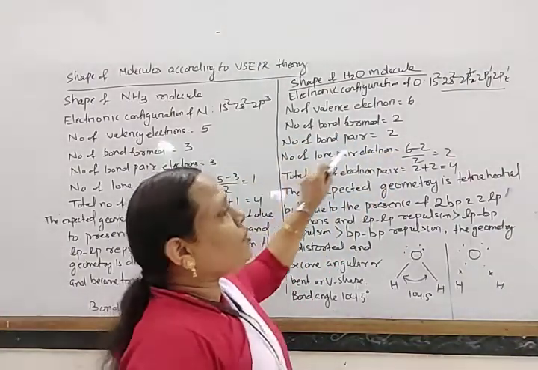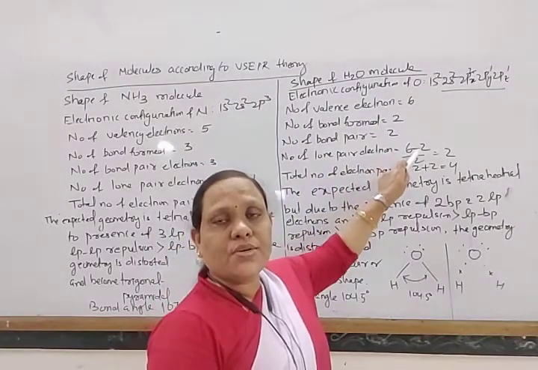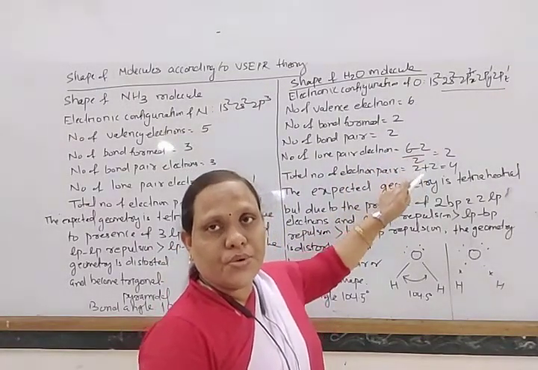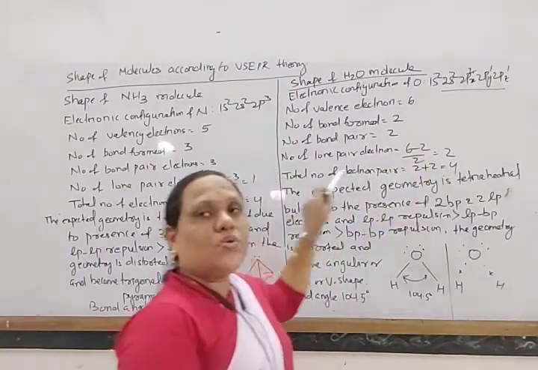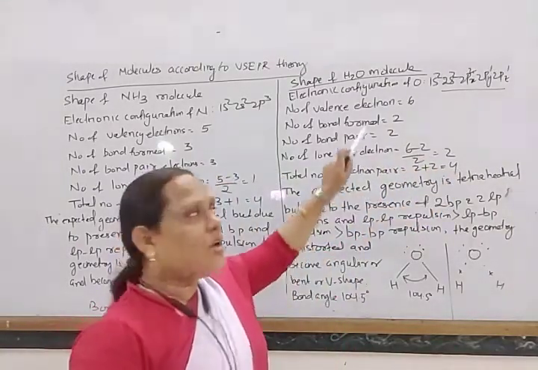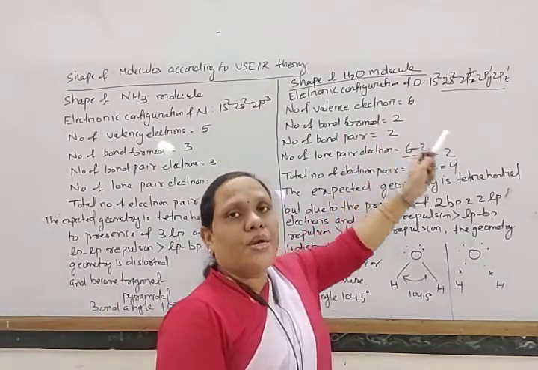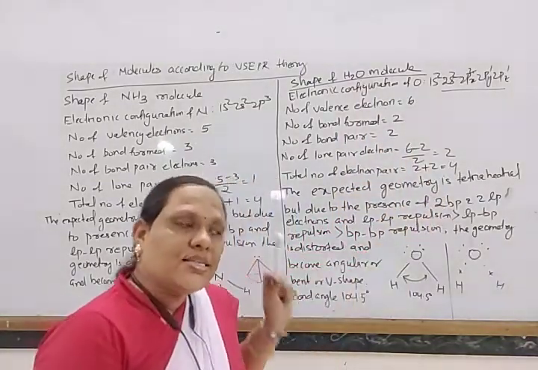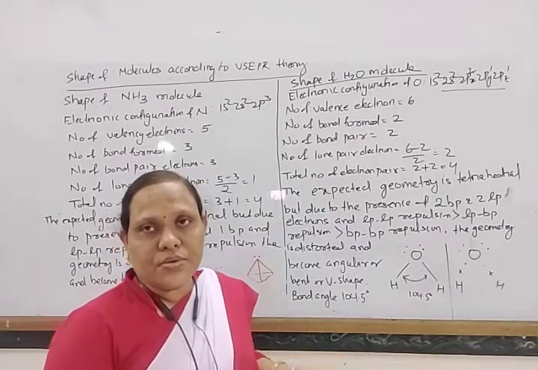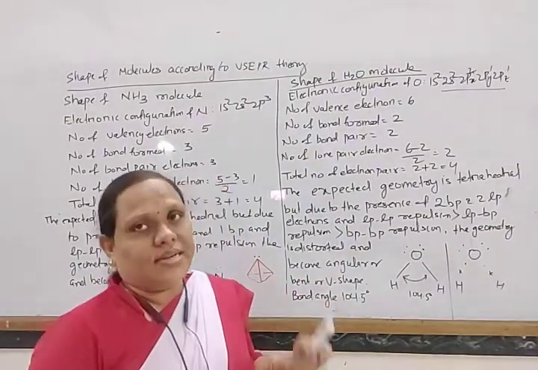Then how many lone pair electrons? Number of valence electrons minus number of bond pair electrons, divided by 2. So (6 minus 2) by 2, that is 4 by 2, equal to 2. Now the total number of electron pairs: 2 lone pairs and 2 bond pairs, so 4 electron pairs in total. So as it is surrounded by 4 pairs of electrons, its structure should be tetrahedral.